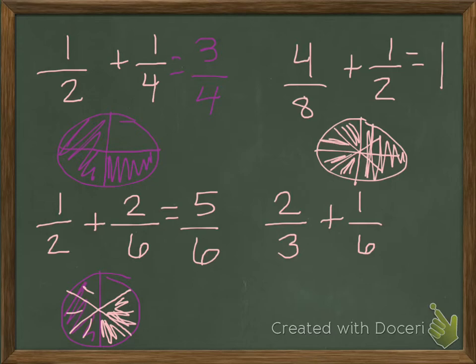And D says 2/3 plus 1/6. So if I start with 2/3, 1/3, 2/3, now I'm going to break them into 6. And I'm going to add 1 more 6. So I have 1, 2, 3, 4, 5, 6 total.